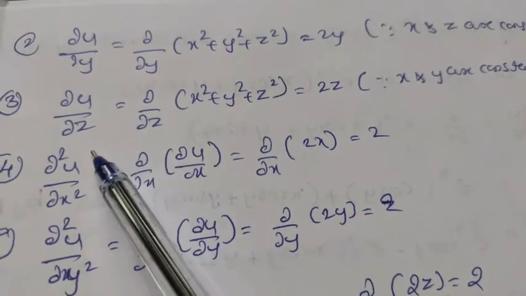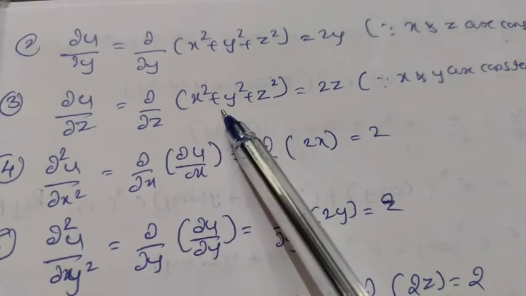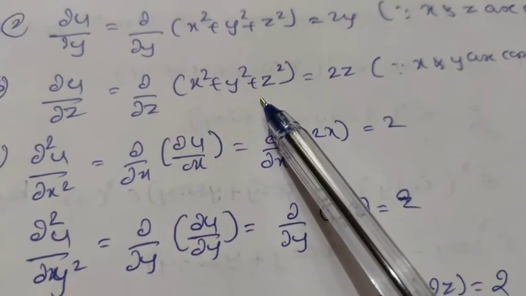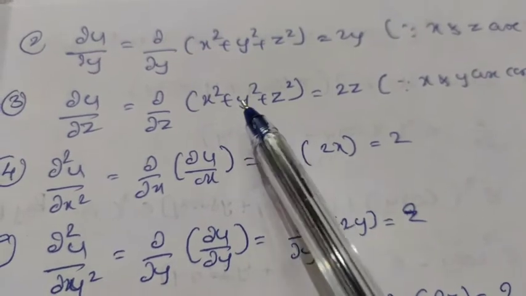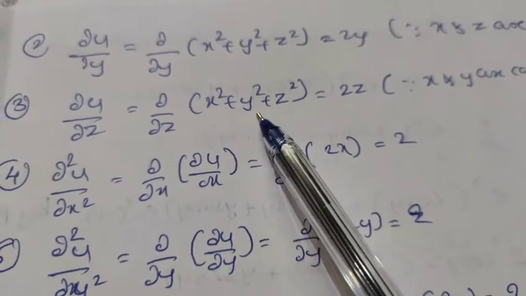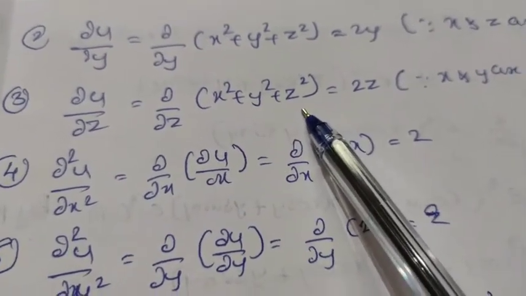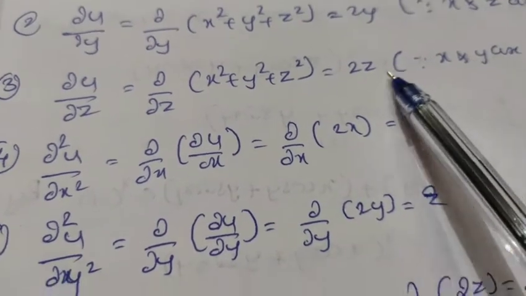Then ∂u/∂z is ∂/∂z of x² + y² + z². So here x and y are constants. The derivative of constants is 0 only. So the derivative of z² is 2z.